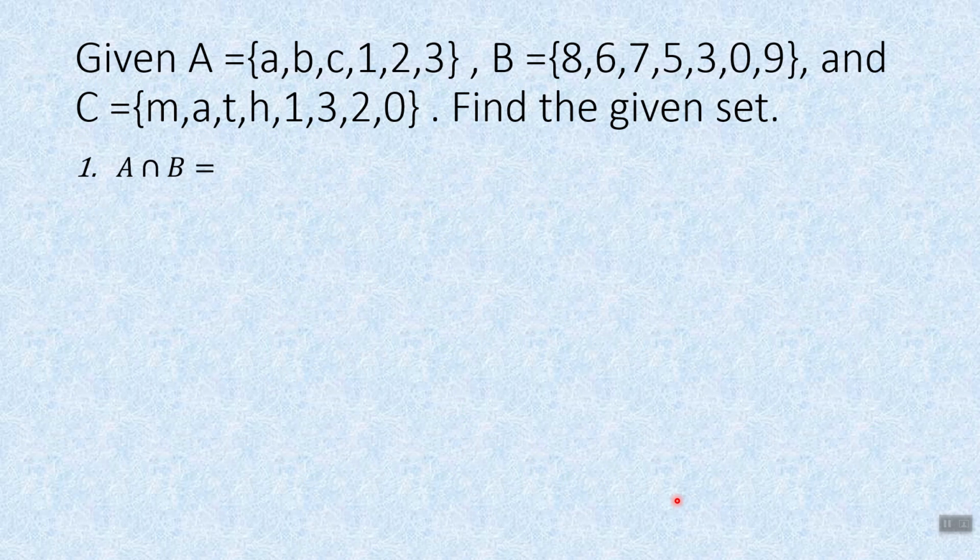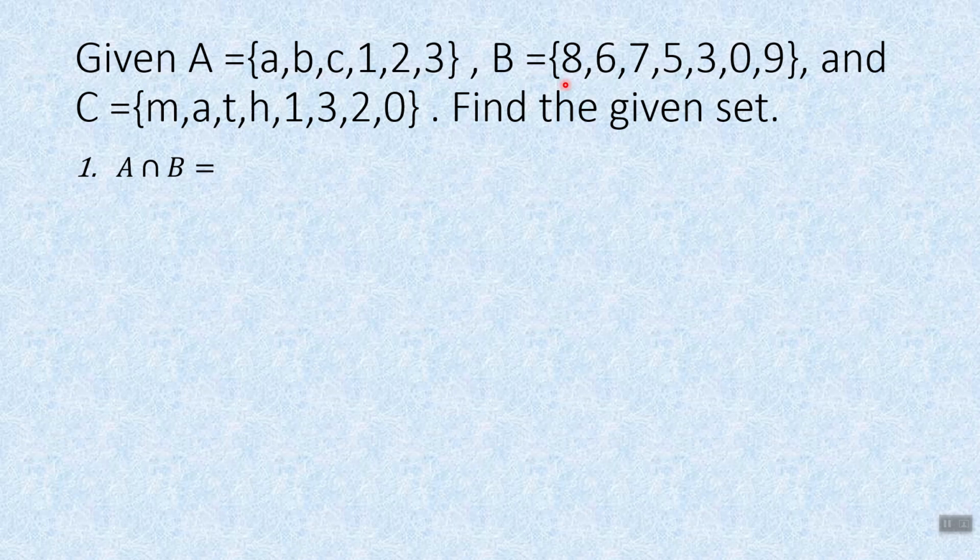All right, so let's look at some other sets. Given a set A {A, B, C, 1, 2, 3}, and a set B {8, 6, 7, 5, 3, 0, 9}, and a set C {M, A, T, H, 1, 3, 2, 0}, we're going to find the given sets. First of all, A intersect B. Intersect. It's almost like if you put a crossbar right here, we'd have an A for and. Right, A and B. So what is in A and also in B?